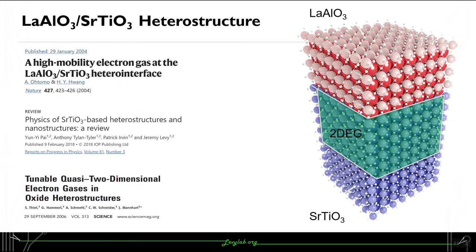The main material platform that we study in our group and we use to host other quantum materials is the lanthanum aluminate strontium titanate heterostructure, which was shown to have a locally switchable metal-insulator transition at the interface, with the condition of the lanthanum aluminate layer being about 3 unit cells, which is about 1 nanometer in thickness.